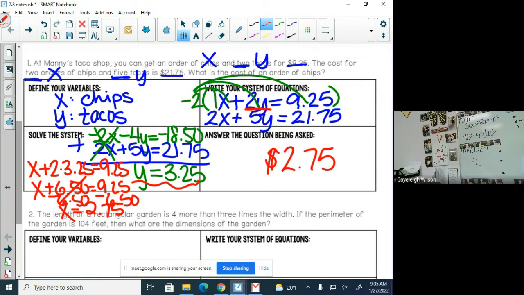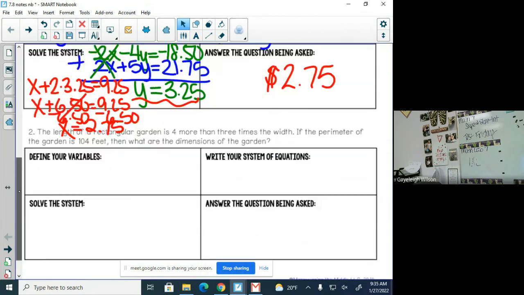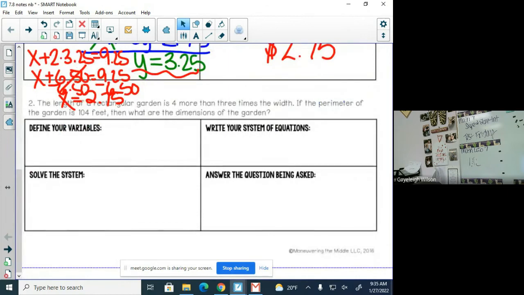All right, we're gonna go down. We're gonna try this one. This one's a little bit harder. I think this one's probably one of the harder ones, just because you have to know some vocab words. All right, so it says the length of a rectangular garden is 4 more than 3 times the width. If the perimeter of the garden is 104 feet, what are the dimensions of the garden?